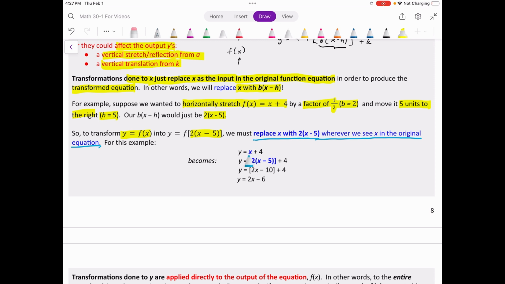So we used to have y equals x plus 4. Now, wherever I see an x, I'm going to make this the input: 2 times (x minus 5) plus 4. And then we can simplify this out, right? So 2 times x, 2 times negative 5 gives us 2x minus 10. And then collecting that negative 10 and 4 as like terms gives us, overall, y equals 2x minus 6. And there we go. This is the equation of the transformed function.